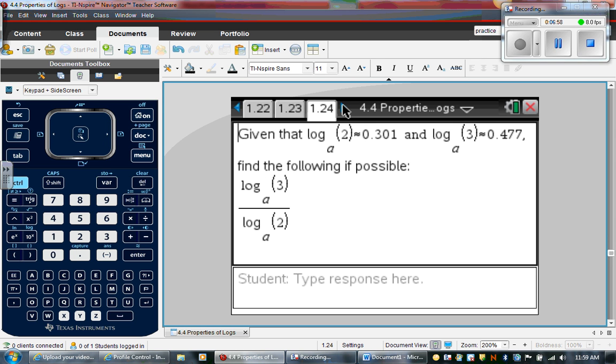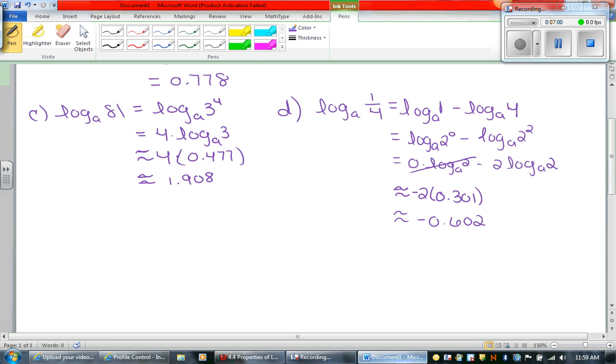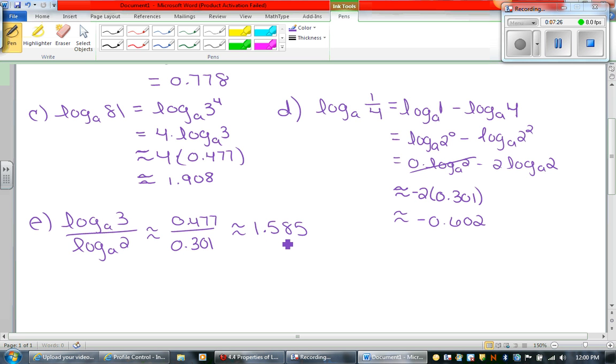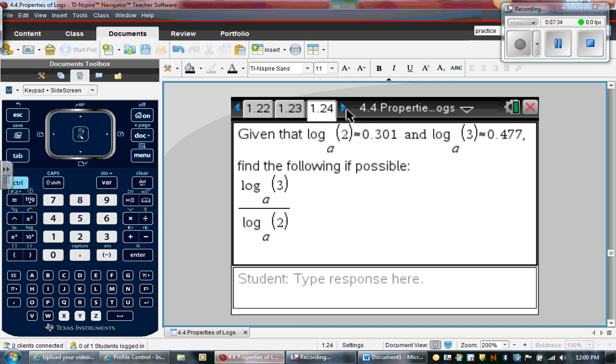Okay, log base A of 3 divided by log base A of 2. And lucky for us, this is the exact value, so all we're going to do is use our substitution. And this comes out to be approximately 1.585. Okay, so I hope that made things clearer for you guys. Let's move on to the next type of problem.